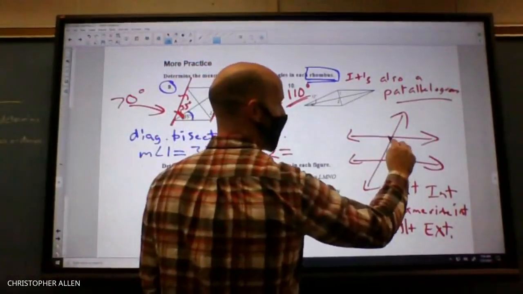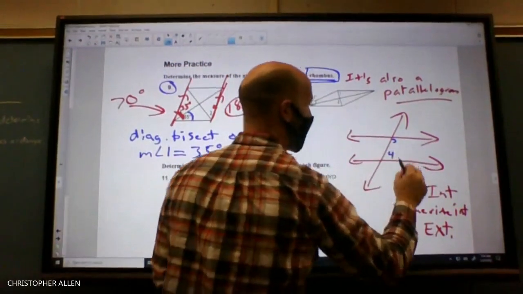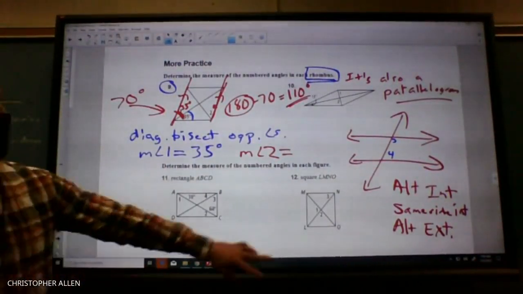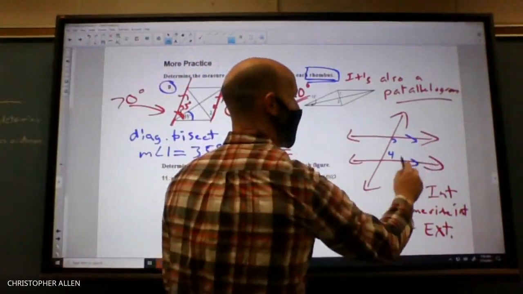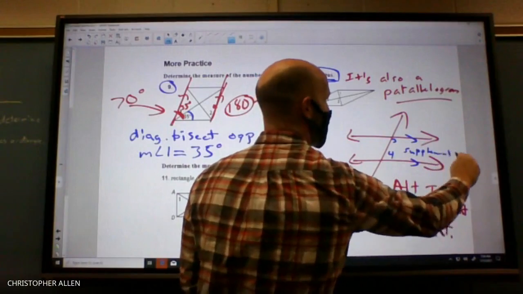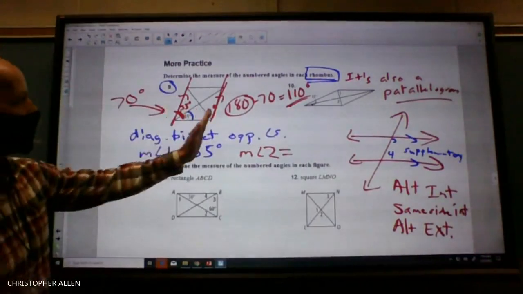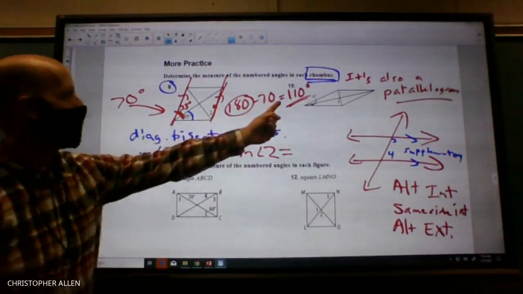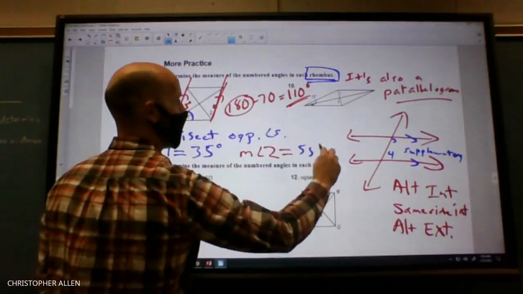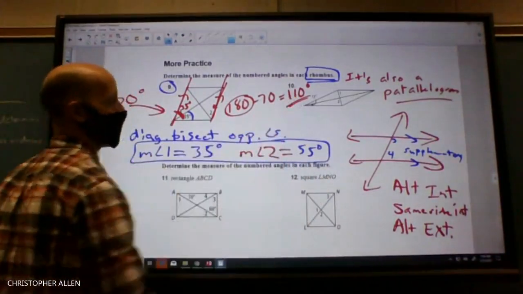So for example, let's just keep it simple here. Let's say that this is angle 3 and angle 4. Angle 3 and 4 are what we call same side interior angles. And same side interior angles, when the lines are parallel, are supplementary, which means they add up to 180. So these two are going to have to be supplementary. So this is 110, and the measure of angle 2 is going to have to be 55 degrees. It has to be half of that.